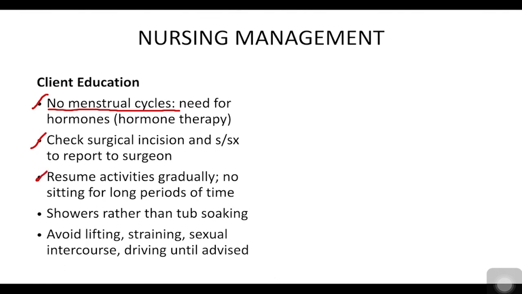Resume activities gradually. No sitting for a prolonged period of time. Shower rather than tub soaking. This is post-op, to avoid soaking on the site. Encourage showering rather than having a bath in the soaking tub. Avoid lifting or straining or sexual intercourse or diving until advised. Post-op, we need to avoid lifting, straining, and sexual intercourse kasi intra-abdominal pressure yan. It causes straining and furthermore might cause bleeding when pressure is applied to that part of the region.